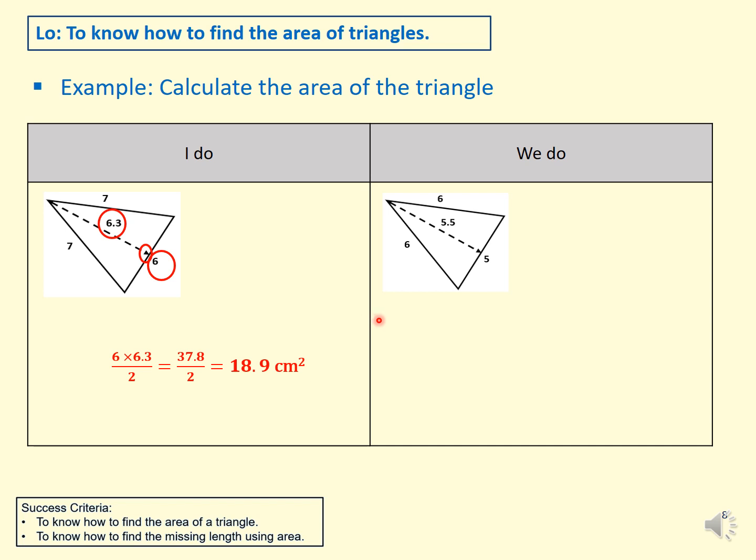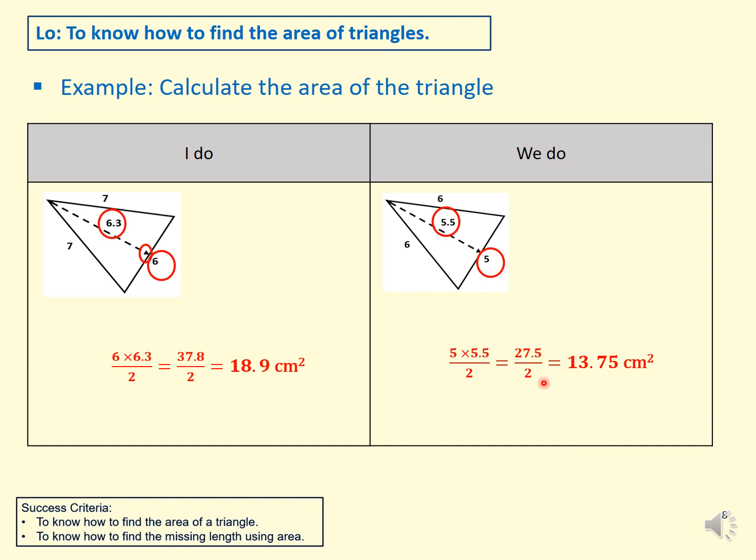Same thing happening in here. Again, base and perpendicular height, because the angle between this line and this line is 90 degrees. So that's why I'm using 5 and 5.5. So I times these two numbers and then half it to find the area of that triangle. 5 times 5.5 is 27.5, then half it, your answer is 13.75, and the unit is centimeters squared as well.